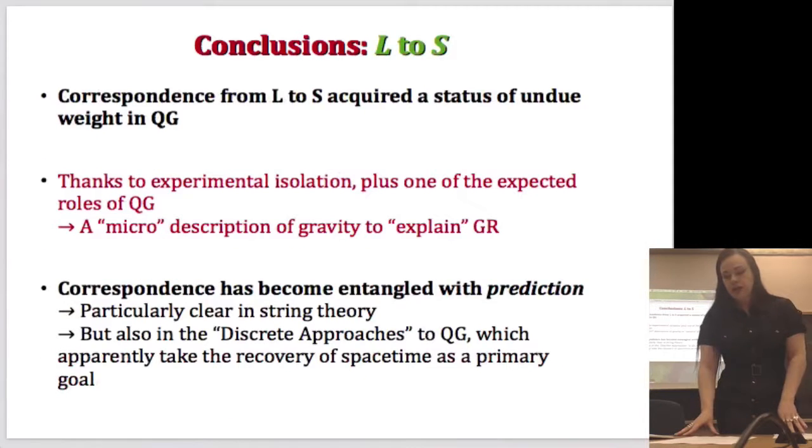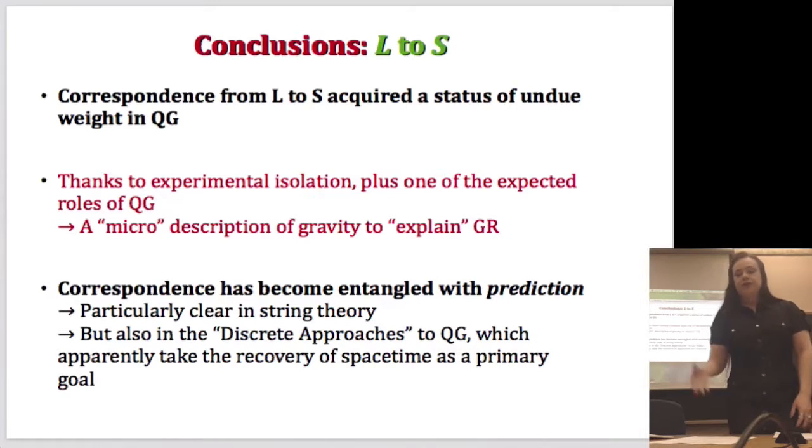Okay. Going the other way, though, trying to link back to general relativity, I think it's acquired a status of undue weight in quantum gravity research. There are two reasons for this. One, the experimental isolation of the theory, but also one of the expected roles of quantum gravity is to be a micro description of space-time and explain general relativity. Because of this, I think correspondence has been treated like a prediction. Particularly in string theory, a number of people have claimed that gravity is a prediction of string theory. But I think this also happens in the so-called discrete approaches, which seem to take the recovery of space-time as one of their main goals.